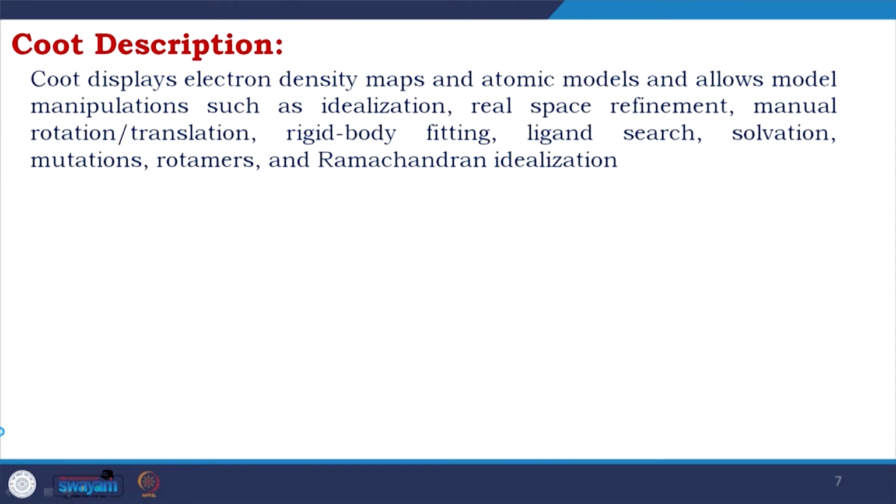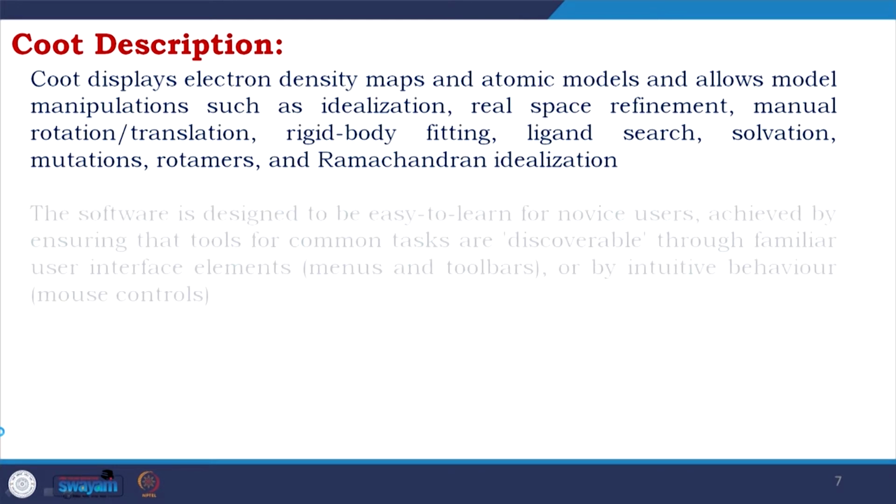So, these are the ones which are behind. Then we have COOT. COOT displays electron density maps and atomic models, and allows model manipulation. We talked about this, such as idealization, real space refinement, manual rotation, translation, rigid body fitting, ligand search, solvation, mutation, rotamer, Ramachandran, idealization.